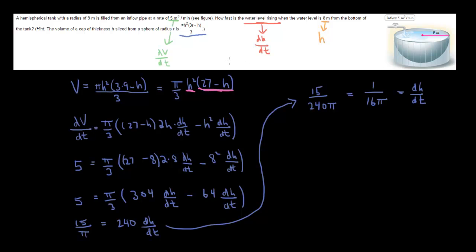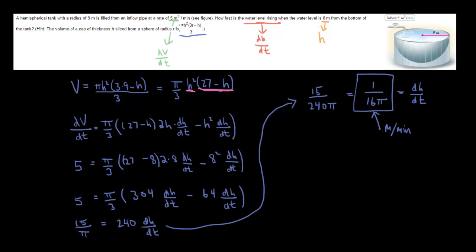Now, units. Let's not forget units. We're talking about the water level rising, so that's going to be in meters, and we are talking about per minute. So this is 1 over 16 pi meters per minute. We're just talking about length, so it's just meters to the first power. If we were talking about area, it would be meters squared. If we were talking about volume, it would be meters cubed. But here we're just talking about length, so it's meters per minute. So there is our final solution.